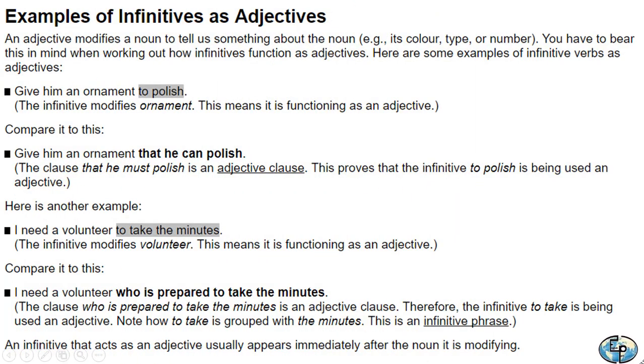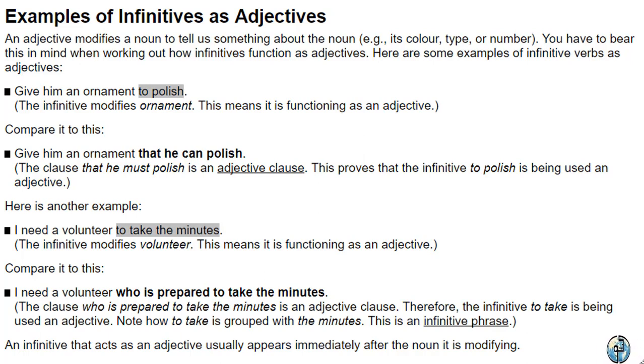Examples of infinitives as adjectives. An adjective modifies a noun to tell us something about the noun, for example, its color, type, or number. You have to bear this in mind when working out how infinitives function as adjectives. Here are some examples of infinitive verbs as adjectives.